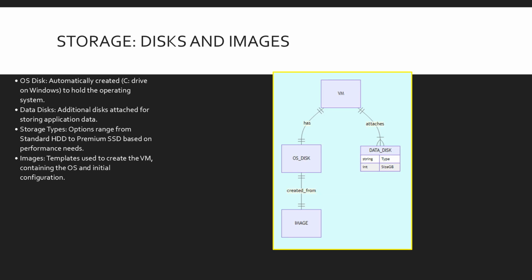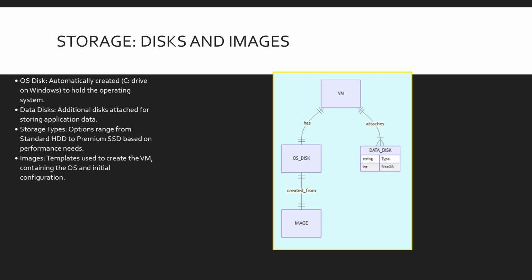Just like a physical server, an Azure VM needs a hard drive. Azure uses virtual hard disks, or VHD, for this purpose. Every VM comes with an OS disk, which is registered as the C drive on Windows or /dev/sda1 on Linux. You generally should not store application data here. Instead, you attach data disks for durable storage. You can choose the performance tier of these disks: standard HDD for backups, or premium SSD for high-performance databases. All of this starts with an image, which is the template containing the OS. You can use marketplace images or capture your own custom images to standardize your deployments.